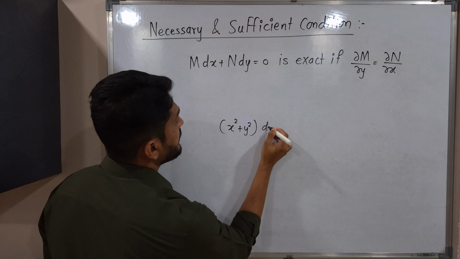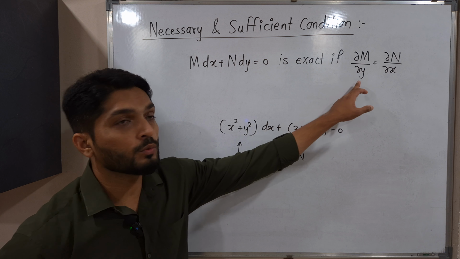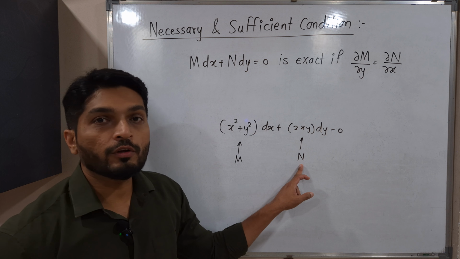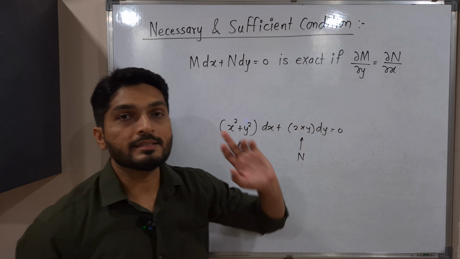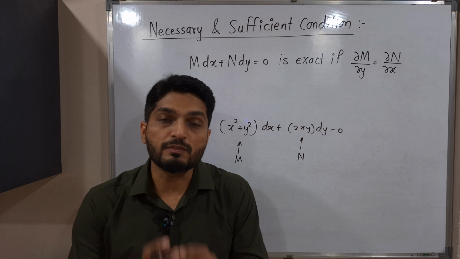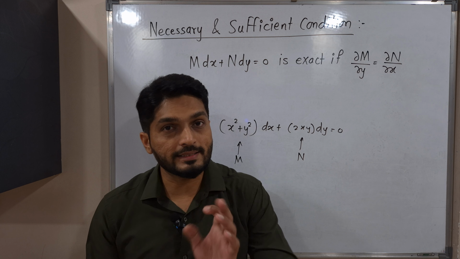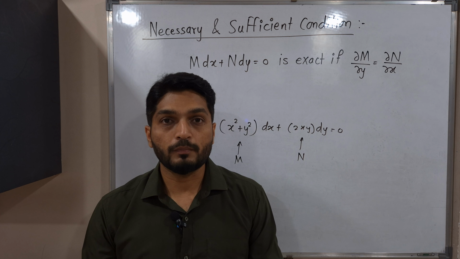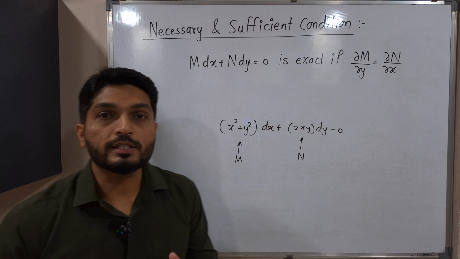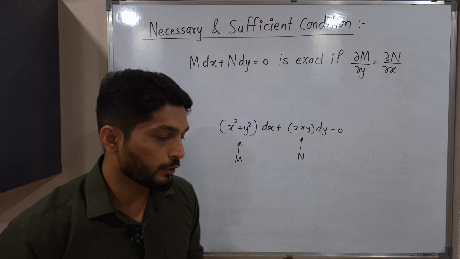So when we say it is exact, this condition must be satisfied: the derivative of M with respect to y, actually M is a multiple of dx, but we take its derivative with respect to y, and the derivative of N with respect to x. If both of them are the same, then we say the given differential equation is exact. Clear to you? Let us discuss a few examples so the concept will be clear to you.